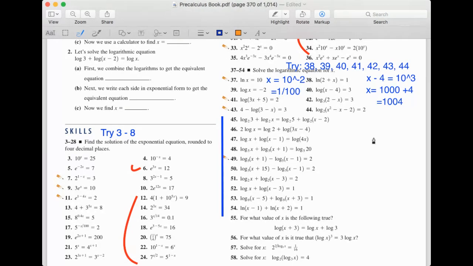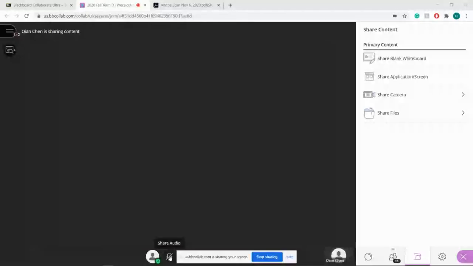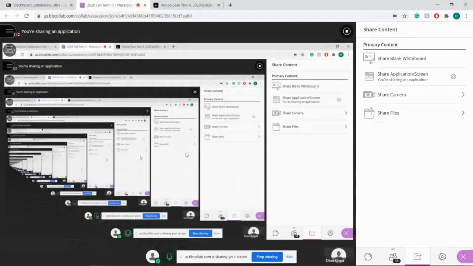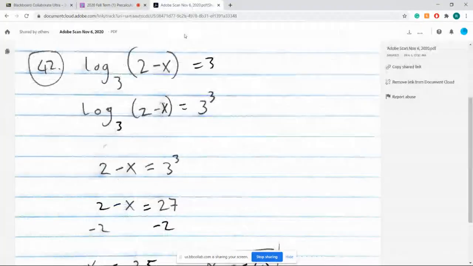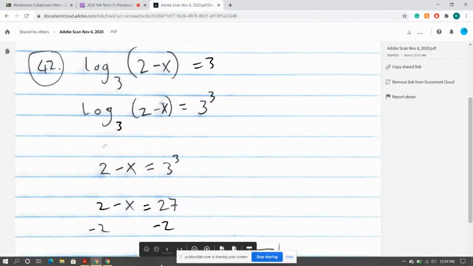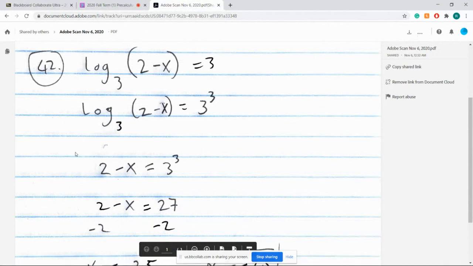Sarah, 43. And maybe someone can do 41. Hey, boys, where are the boys in our class? 42, I can read for you. Oh, I already shared it. Oh, you already shared? Okay, great.